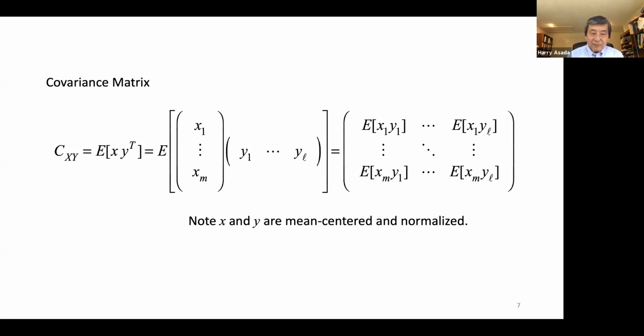Now, since we assume that prior to this data analysis we have completed the mean centering and the normalization, so we can make an apples-to-apples comparison and the mean value has been subtracted, covariance and correlation are basically the same. So we use covariance and correlation in an exchangeable manner, which I hope is not confusing for you.